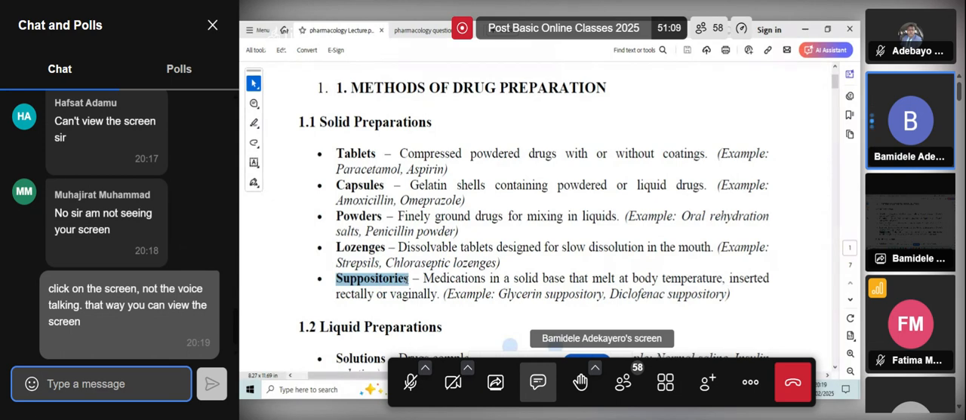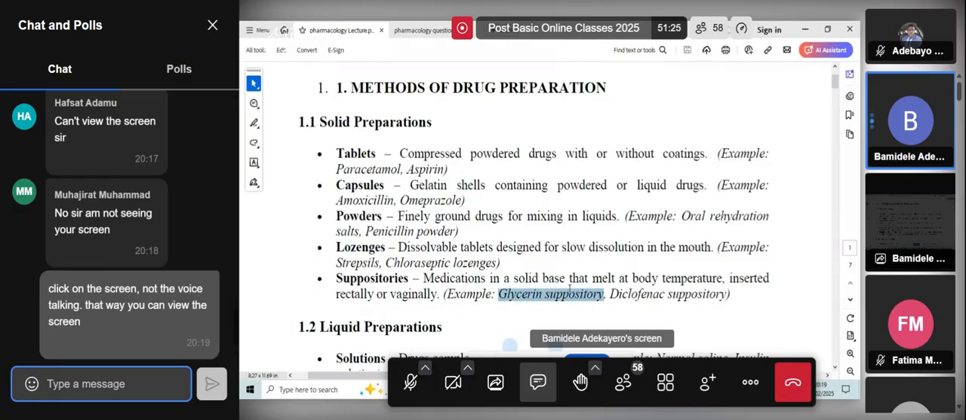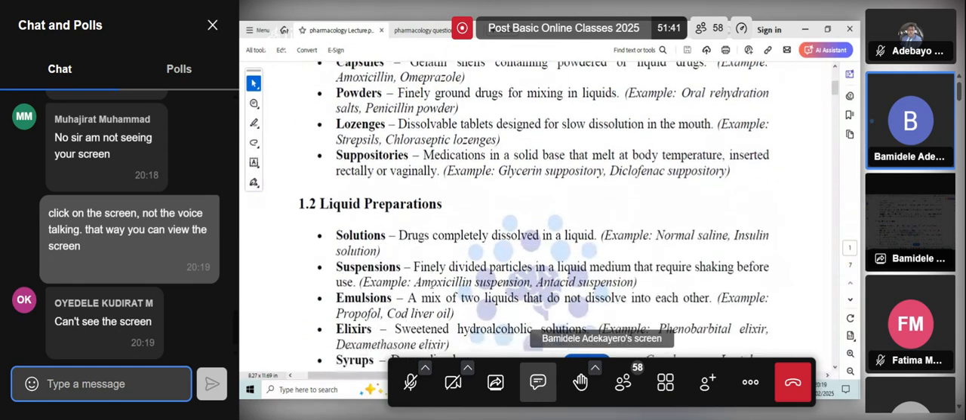And then we have suppositories. Suppositories are medications that we insert in the rectum or vagina. For instance, we have glycerin suppository for people that are very constipated, or diclofenac suppository for pain. Another familiar example that we know is enemas. Enemas are given per rectum, through the rectum, so they are examples of suppositories.